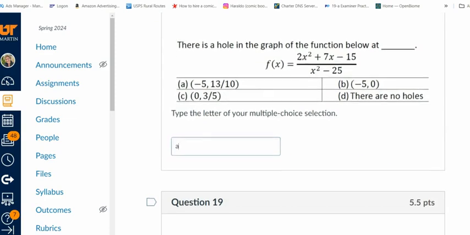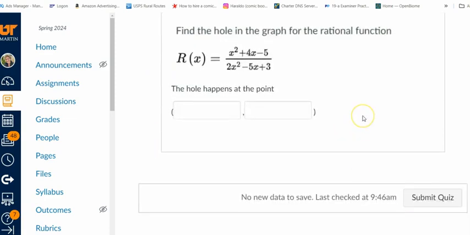Okay. All right, let's find the hole in the graph for this. Let's see.